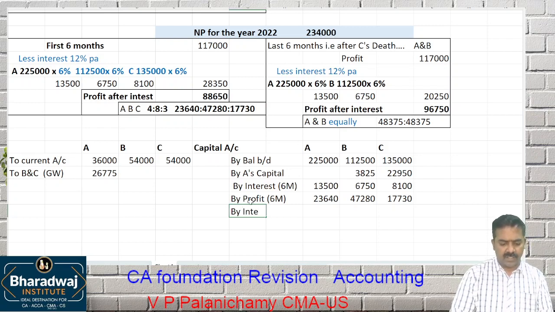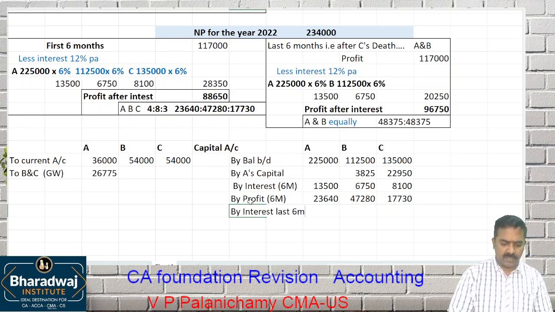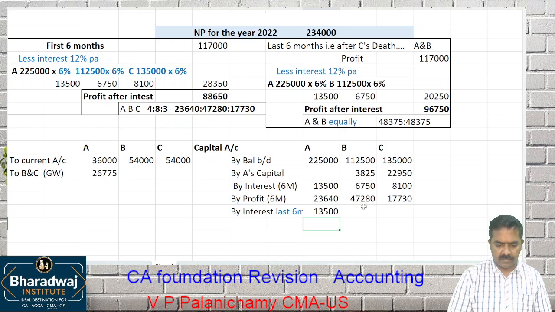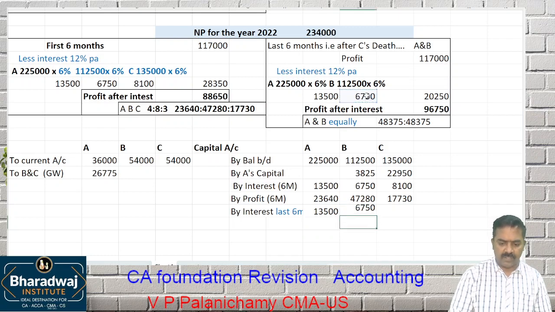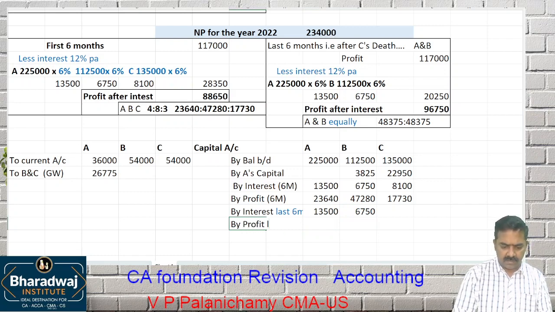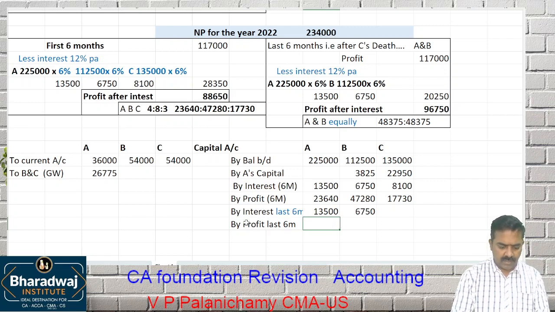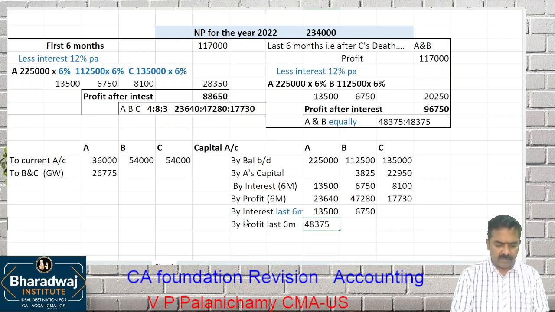Then by interest for the next 6 months. For the last 6 months, what is the interest? This one, 13,500 and what? 6,750. Interest will be provided only for the fixed capital. By profit share for the last 6 months, 48,375, this one, 48,375 each.